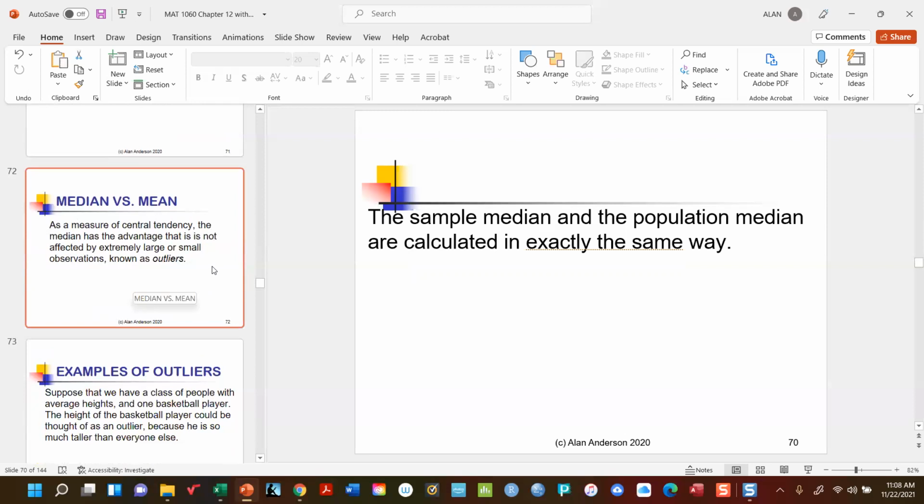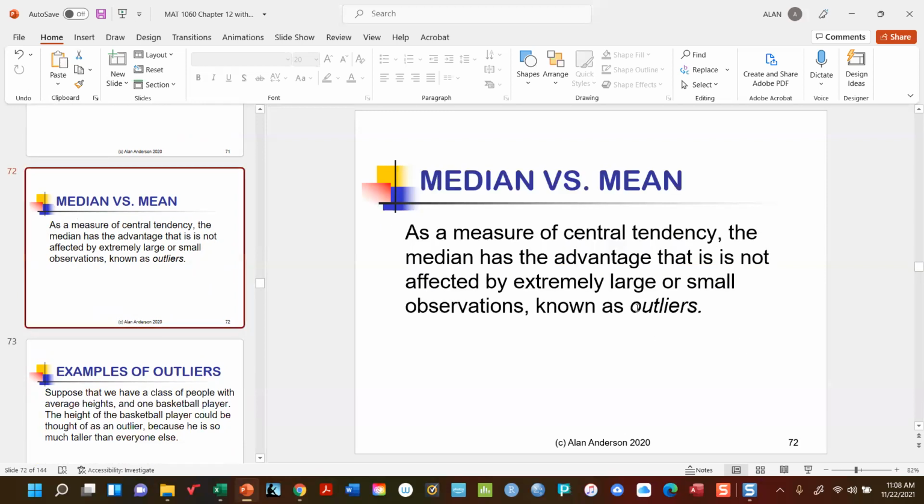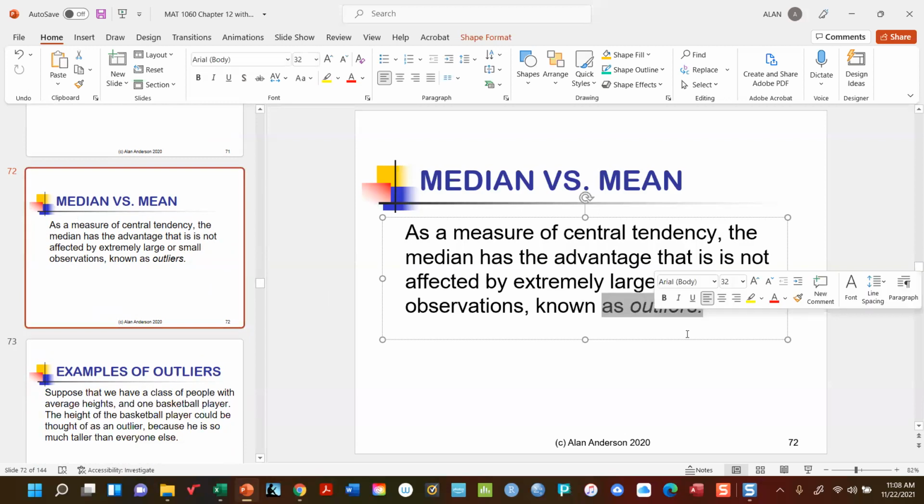Well, the answer to that question depends on whether or not our data contains something called outliers. What exactly is an outlier? An outlier is a data point or element which is either much smaller or much larger than the rest of the sample or the population. It's a number that sticks out like a sore thumb because it's so much bigger or smaller than the rest.